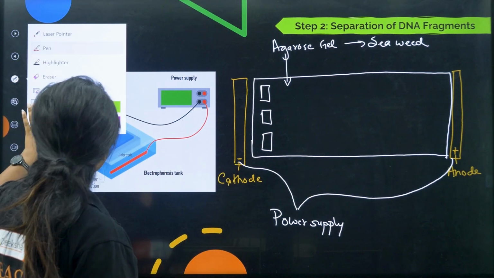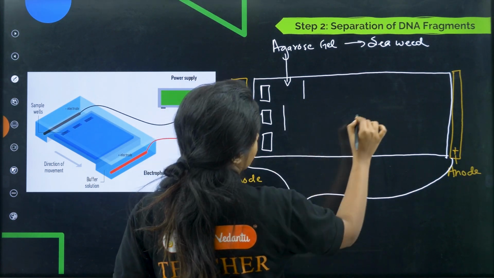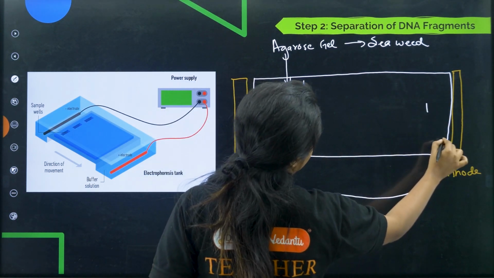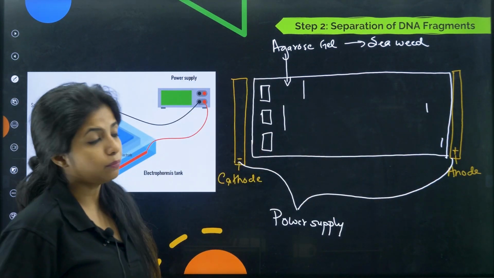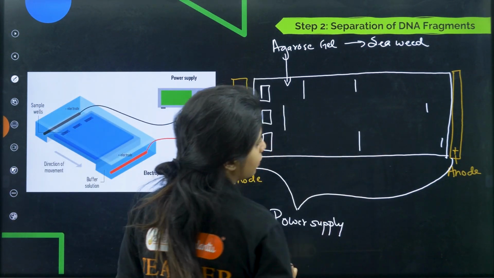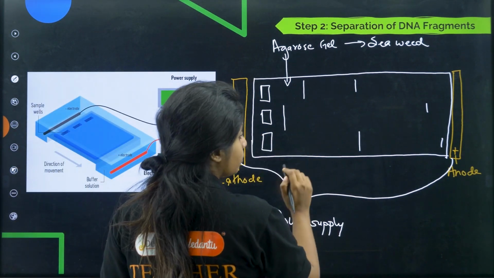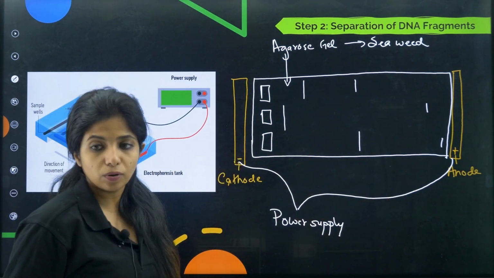The DNA basically would be moving around. The larger ones would be staying back, okay? The smaller ones would be moving really fast, okay? The smaller ones are moving really fast. So one very important thing, why is it moving towards the anode?